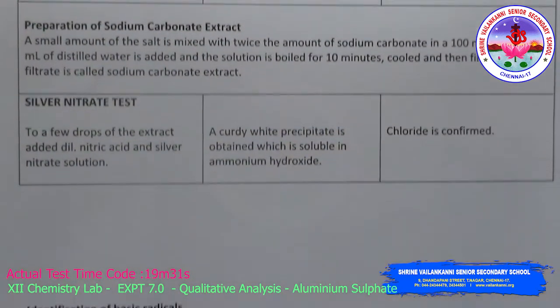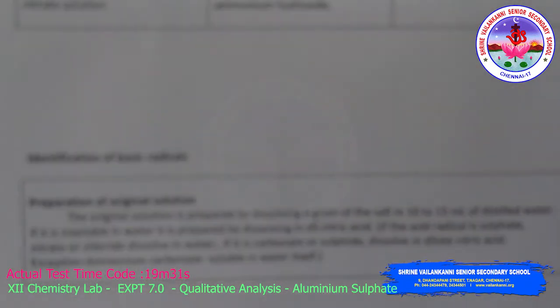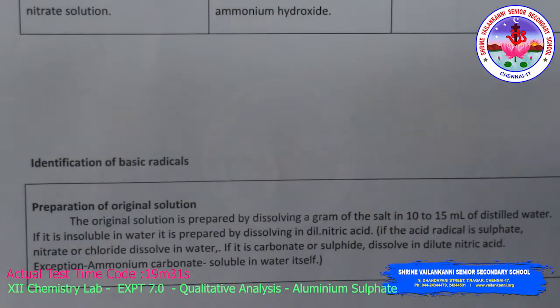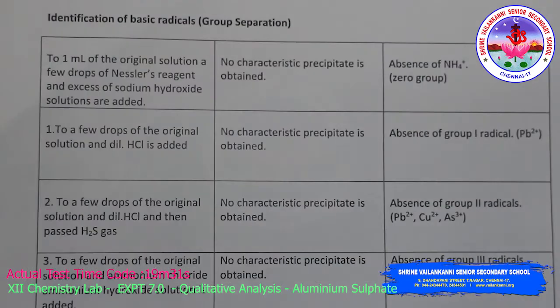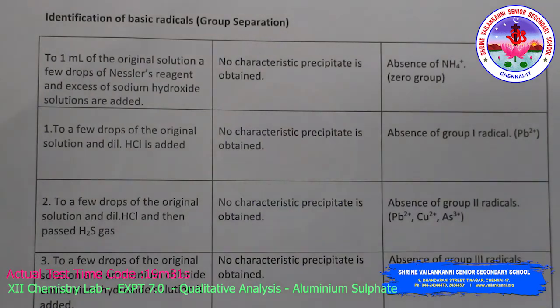Then identification of the basic radical, preparation of the original solution. I already said how to prepare the original solution: take some amount of substance and add water, that is called the original solution. After confirmation of the chloride, you have to directly do the basic radicals, that is group separation, the identification of basic radicals.